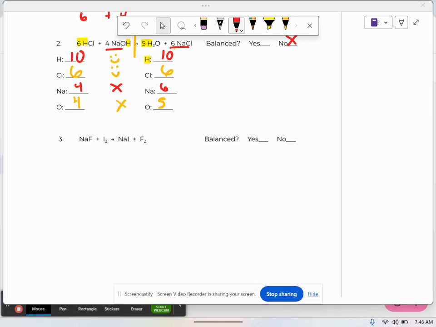Let's do a couple more here. Now, if you're getting good at this, you don't even have to write the tally. You can just go 1 sodium, 1 sodium, 1 fluorine, 2 fluorine. The answer is no. That is not balanced right away.